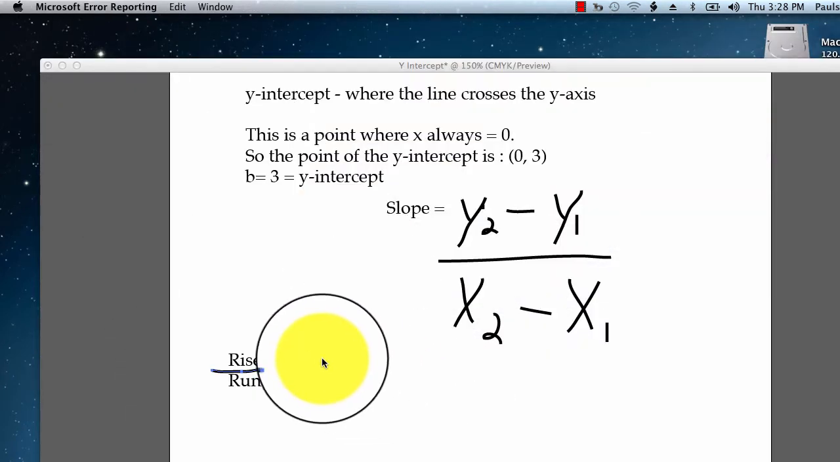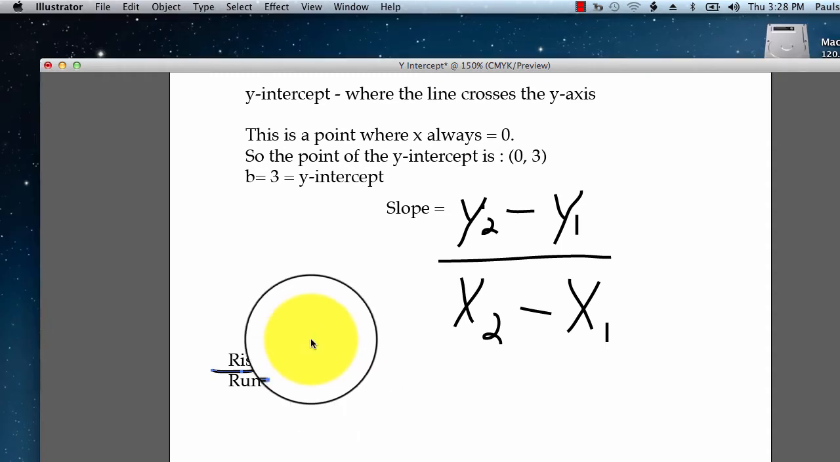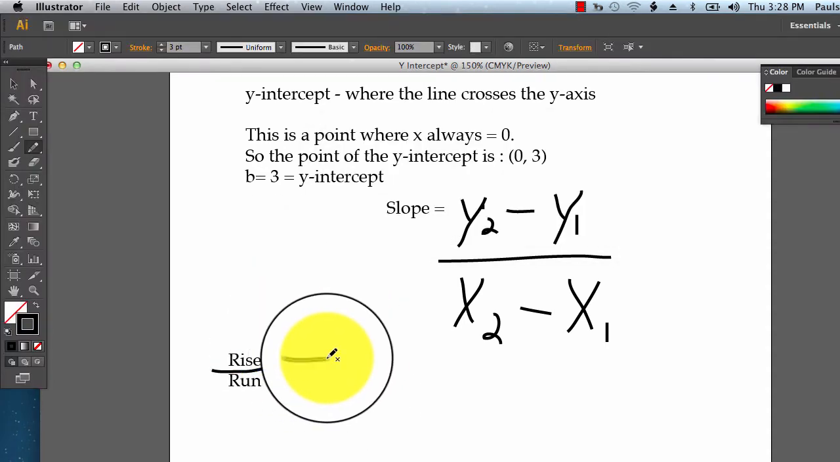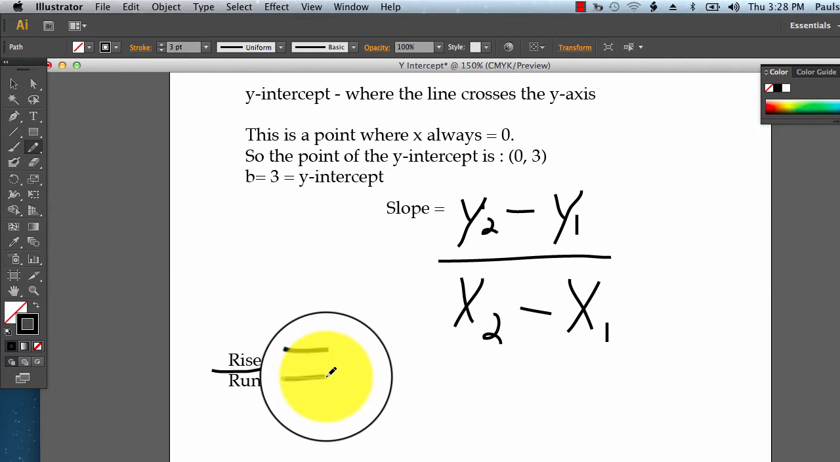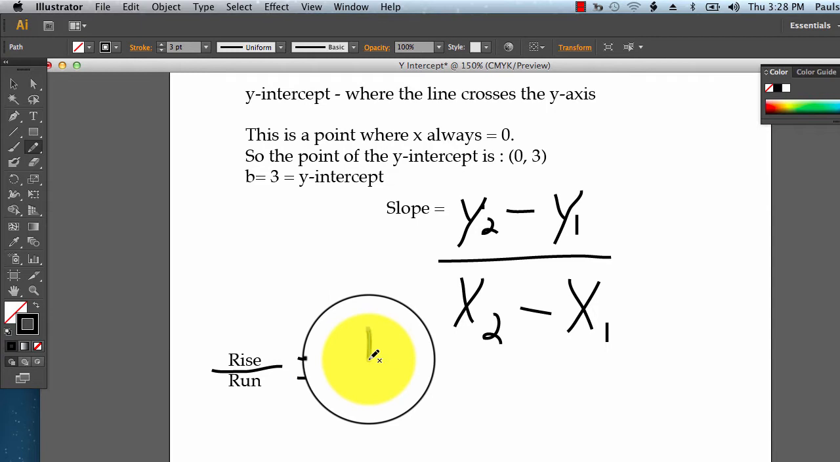So then in our case we would have our rise over run. Remember, we were going up 1, so that's our rise.